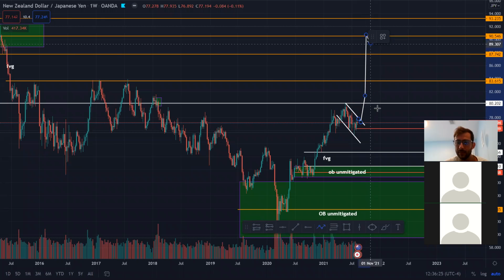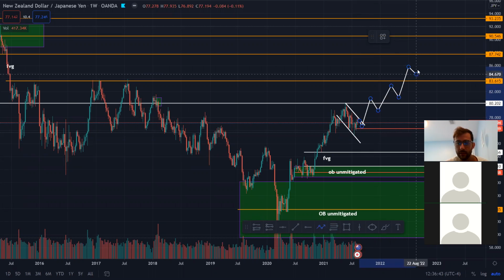Obviously along the way, there's going to be dips. It's not going to be, I hate this drawing tool. So it would be something more like, in my opinion, something like this: a sell situation at first, then a buy, it would buy into the stop losses, then it would be coming back down, then going back up again. And then it would be something like this, and then maybe reaching up there one day.